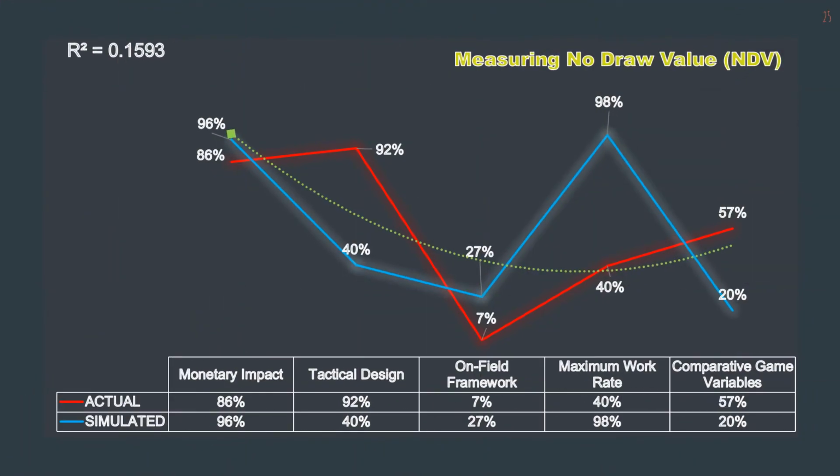NDV by far is our standard formula used for calculating a percentage of game intensity and effects involving components like monetary impact, tactical design, on-field framework, maximum work rate, and comparative game variables. These data contain similar simulated magnitude of change data as continuous exploration of actual game behaviors. There is a paucity of studies exploring the effects of what possible triggers may occur within these given regressed conditions.